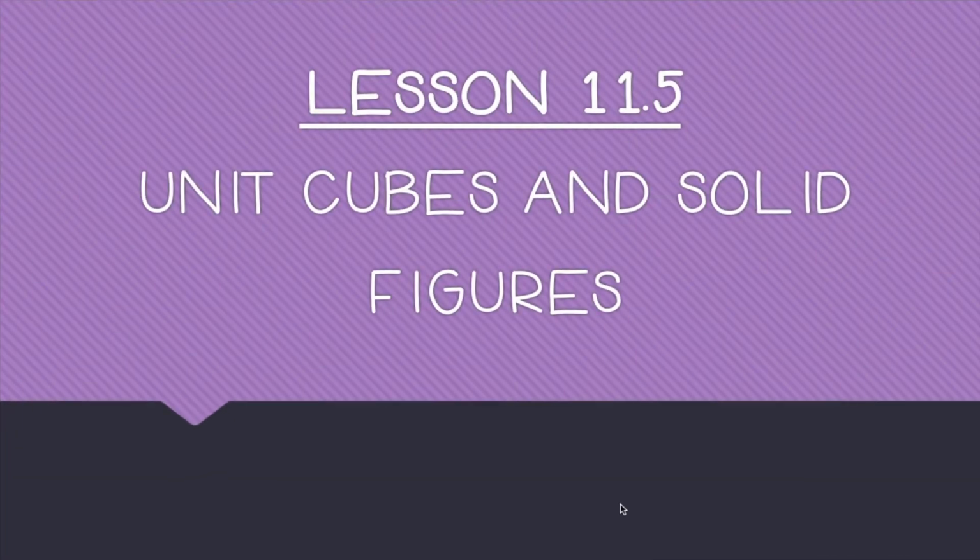Today we're going to be talking about unit cubes and solid figures. This is the fifth lesson in chapter 11, geometry. At the beginning of this chapter we were talking a lot about different polygons, quadrilaterals, and triangles and classifying them. We're going to get away from that and move on to the next topic in our geometry unit, which talks about volume.